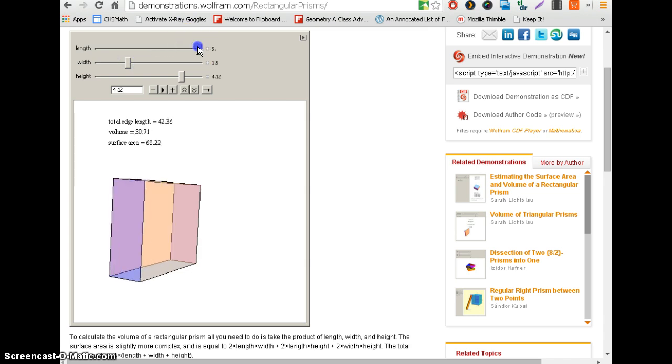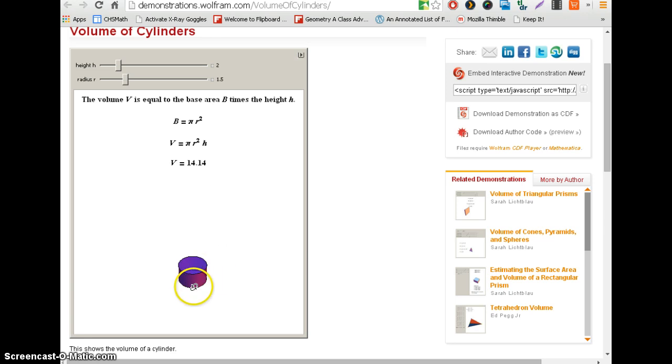Doesn't matter what shape that is, find the area of the base times the height. And that's for all prisms. Well, let's think about a cylinder here. I've got a cylinder here I want you to look at. Okay, cylinder, what's the difference between a cylinder and a prism? It's pretty much the same thing.